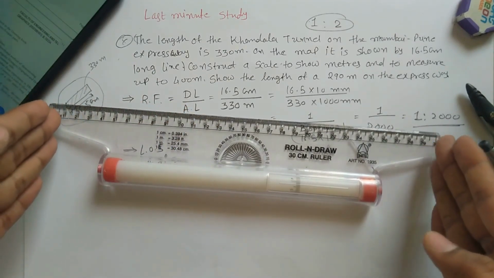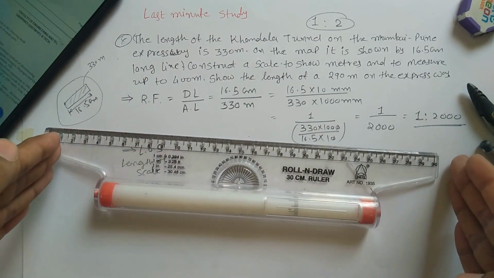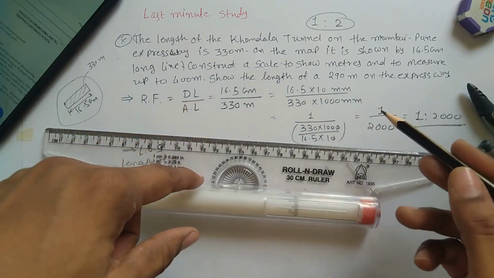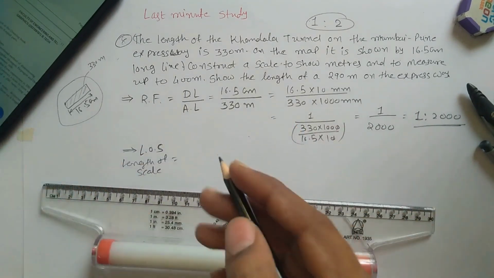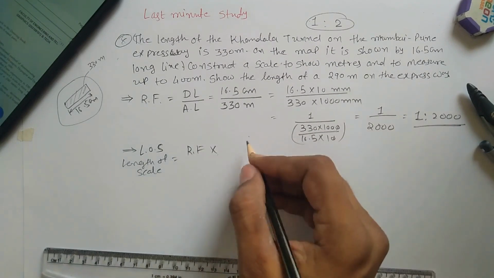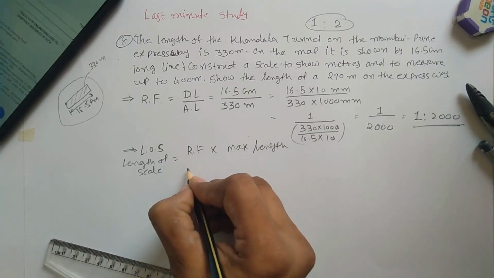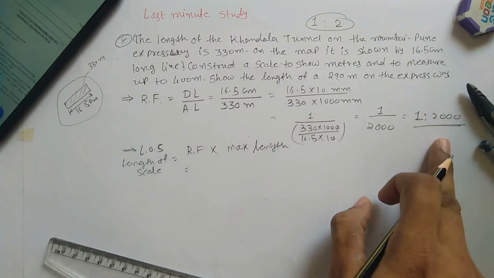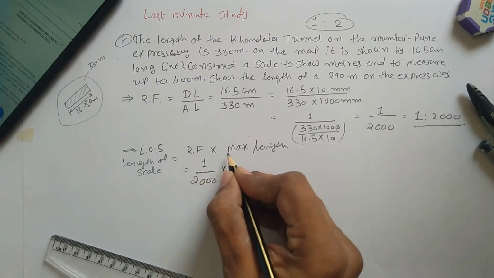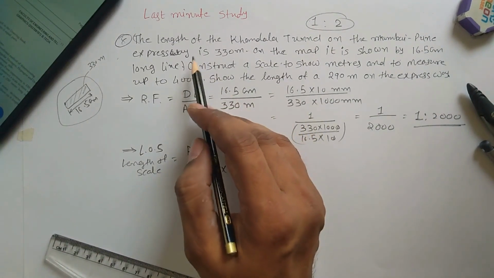So what is the maximum length of this scale you have to construct? It is based on the units which you want to measure and the RF. So length of scale you have to calculate by using this equation, which is RF into maximum length. Here RF we have already calculated, so 1 upon 2000. Maximum length, you have to find out from the statement.